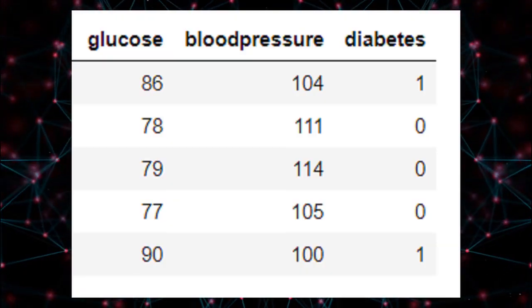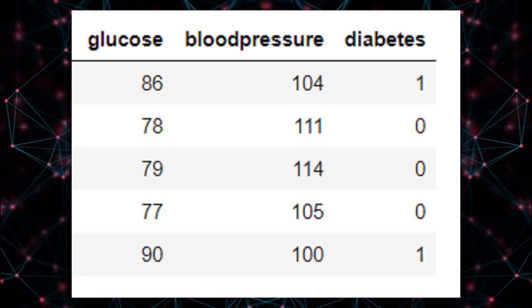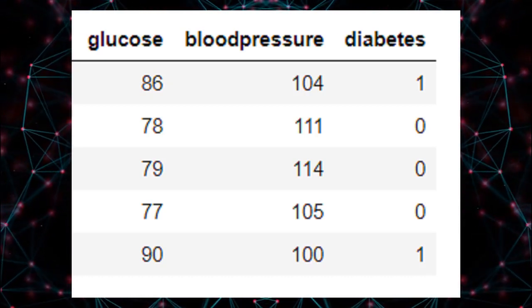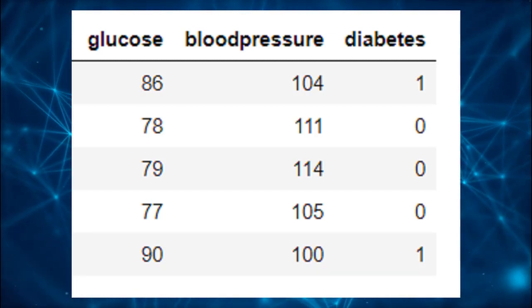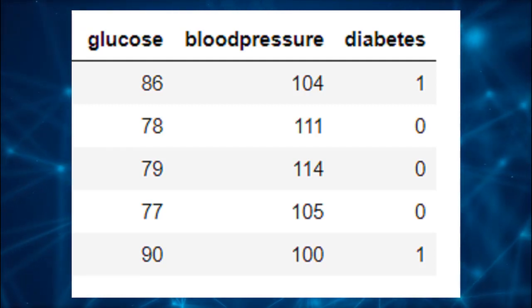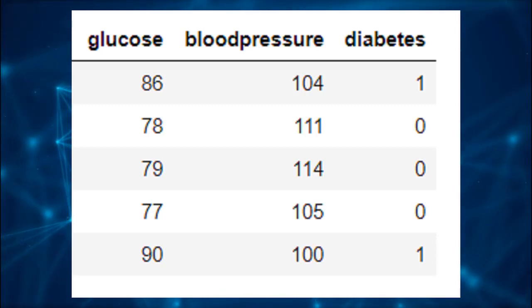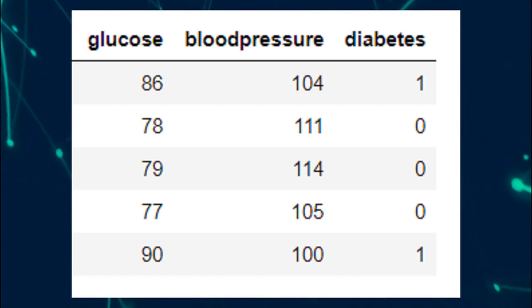In this tutorial, we are going to predict the likelihood of diabetes in a patient using his or her blood pressure and glucose level. Therefore, the independent variables or features are glucose level and blood pressure, and the dependent variable or label is diabetes. A value of 1 indicates diabetes and 0 indicates no diabetes. A snapshot of the sample data is shown on your screen. The top 5 rows of the data with glucose, blood pressure and diabetes is displayed.